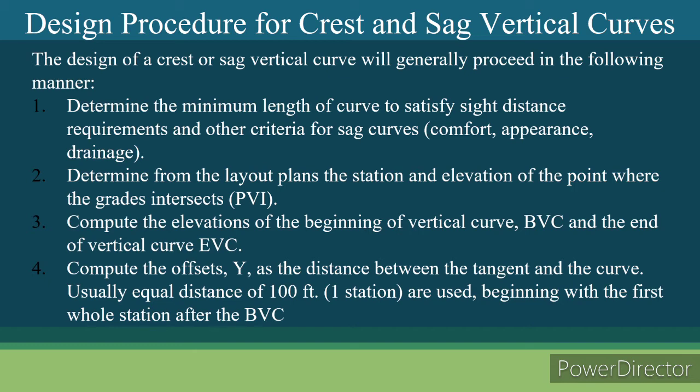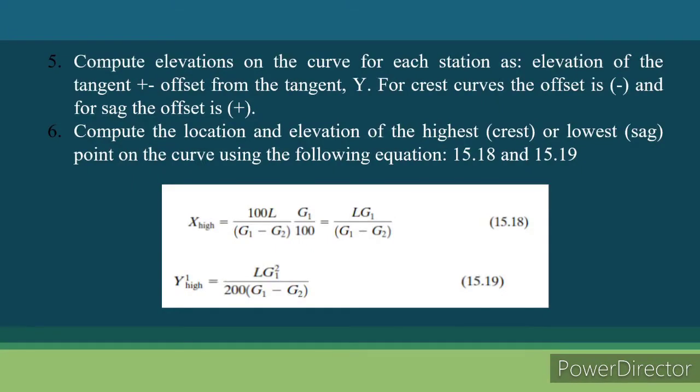Fourth, compute the offset y as the distance between the tangent and the curve. Usually, equal distances of 100 feet, or one station, are used, beginning with the first whole station after the BVC. Fifth is to compute the elevation on the curve for each station as the elevation of the tangent, plus or minus the offset from the tangent, y. For crest curves, the offset is negative, and for sag curves, the offset is positive.